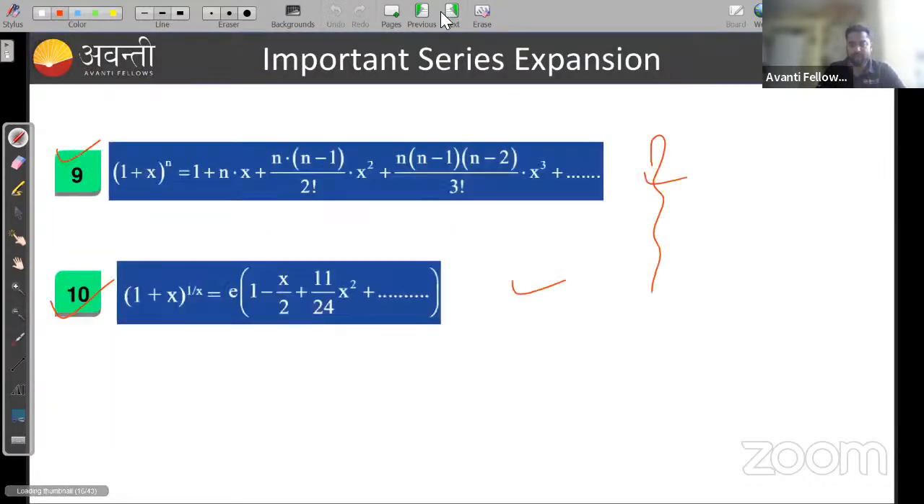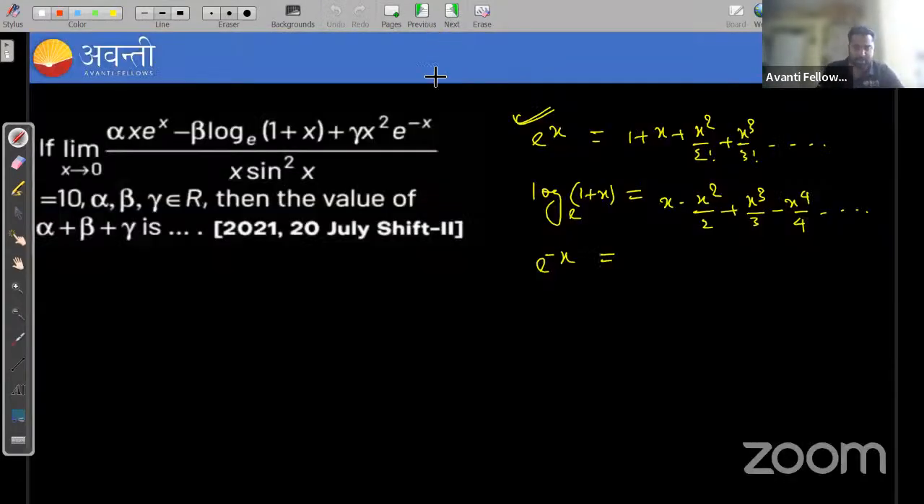So let's see how to solve these questions. Use these expansions and try to solve. In the question it is given that the limit as x tends to 0, alpha into x, in the expansion 1 plus x square by 2 factorial. I am just taking 3 terms.